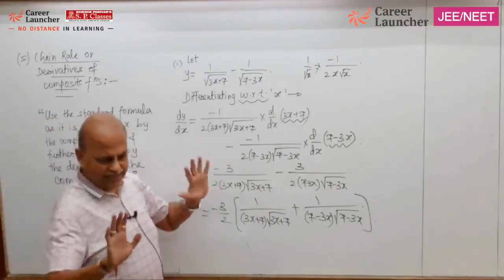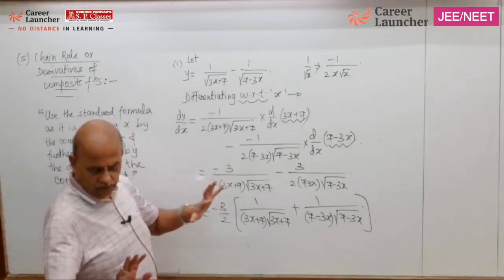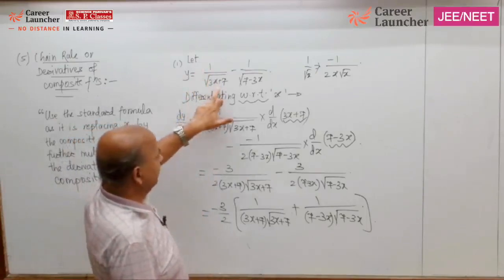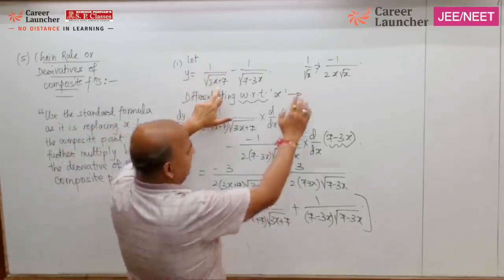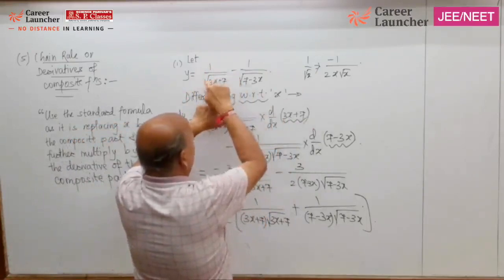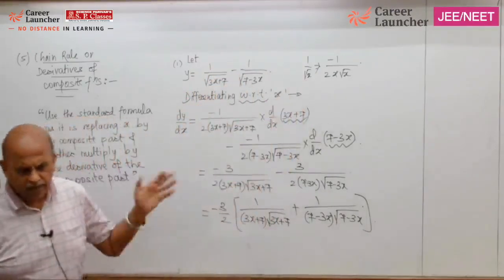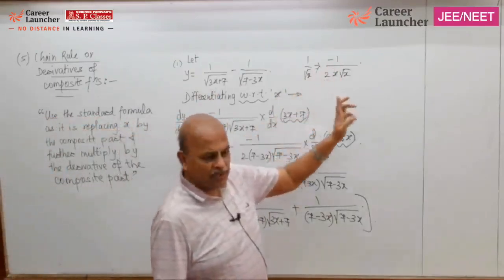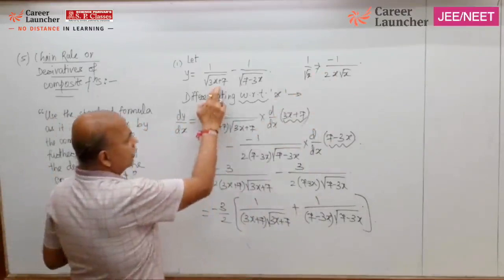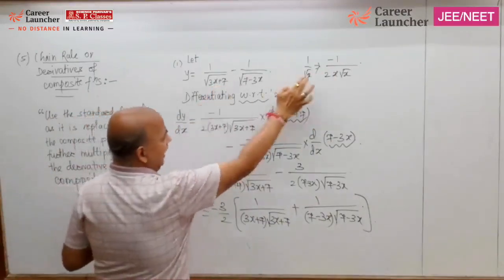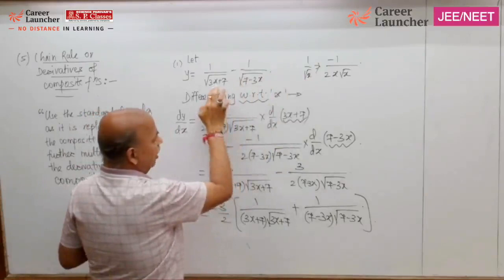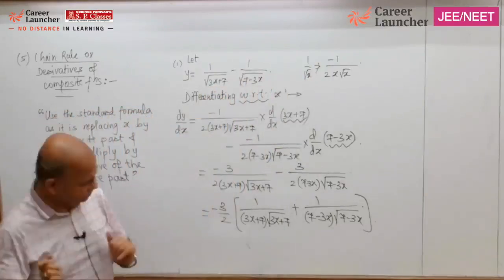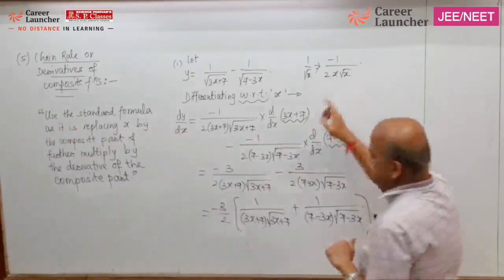Let me explain once again. I am explaining once again, only then you write. 1 upon root of 3x plus 7. Is it not similar to 1 upon root x? What is the formula for 1 upon root x? Minus 1 upon 2x root x. Here, which function is replacing x? X is replaced by 3x plus 7. So 3x plus 7 will be the composite part. Yes or no?